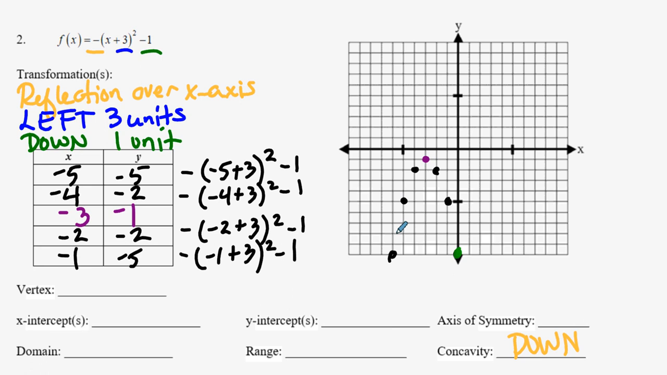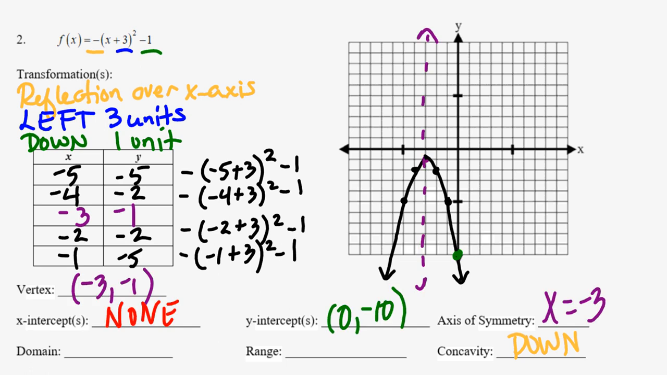So here's my data points. If you use a -6, that mirror image is here at 0, so it happens to be your y-intercept. And so we have that y-intercept at 0, -10. We have the axis of symmetry that we talked about, -3. We know it's concave down. Because we moved it down from the x-axis, we have no x-intercept, so you want to make sure you're writing none for that.